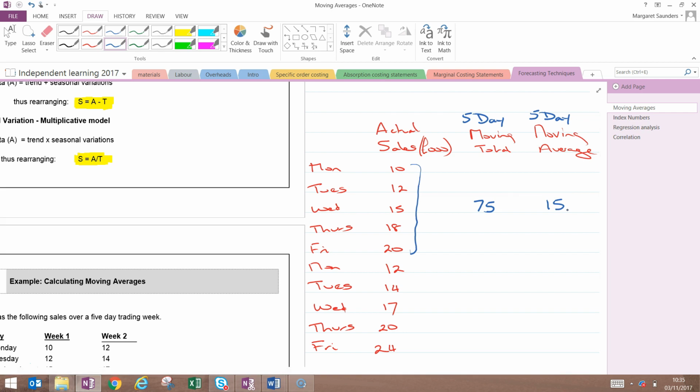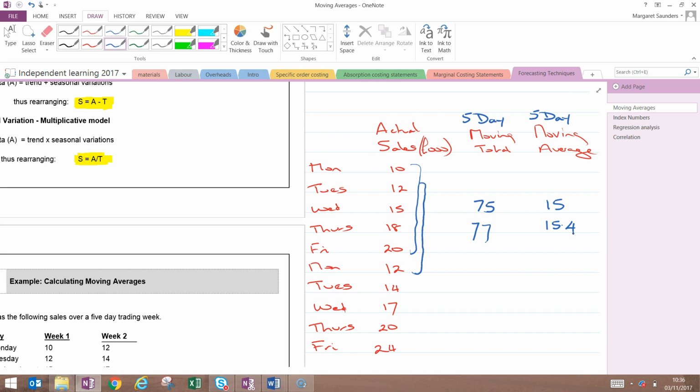Now our next moving total. We now start with Tuesday and we take 5 days. So that will be Tuesday, Wednesday, Thursday, Friday, plus the following Monday. We add those 5 pieces of data together and it comes to 77. And again, we write it in the midpoint. So the midpoint between Tuesday and Monday is Thursday. The moving average is 77 divided by 5. That gives us 15.4. And that is how we continue.